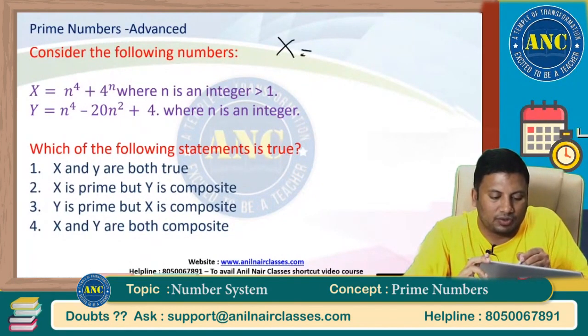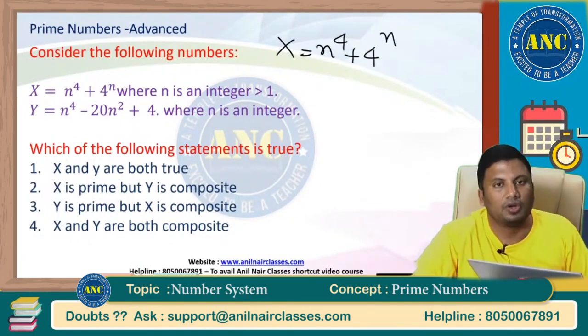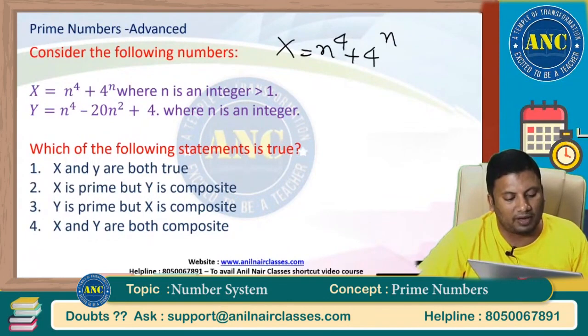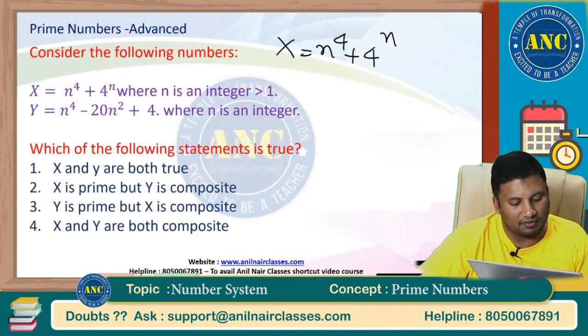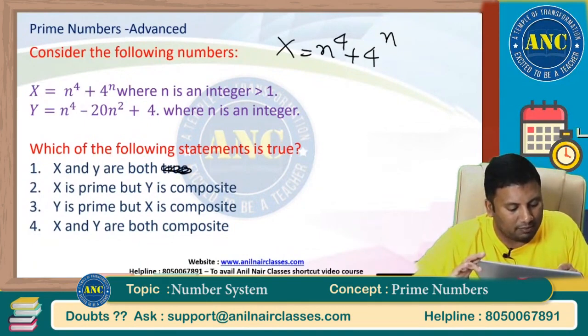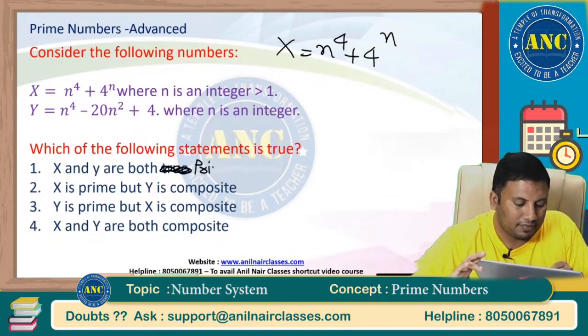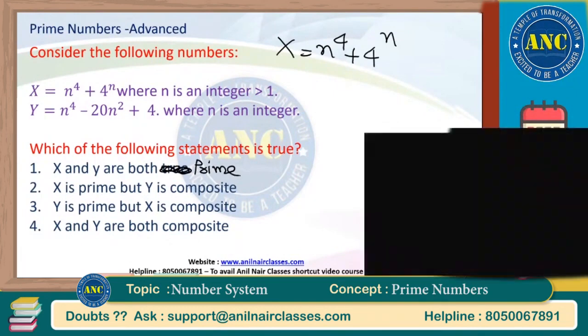See, these are all very good level questions, sir. X is equivalent to n power 4 plus 4 power n. Which of the following statements are true? X and y both are prime numbers, we will keep as the first option.